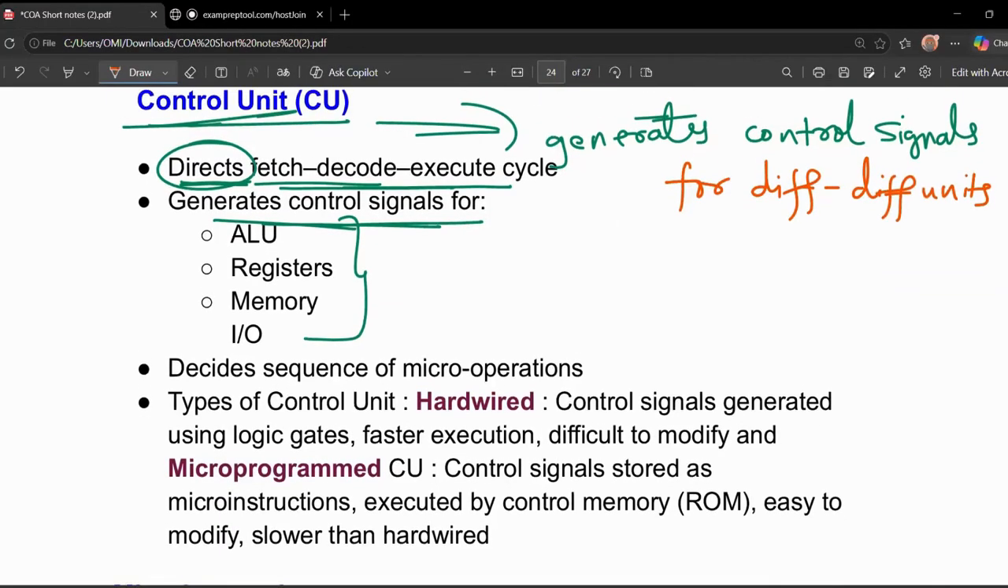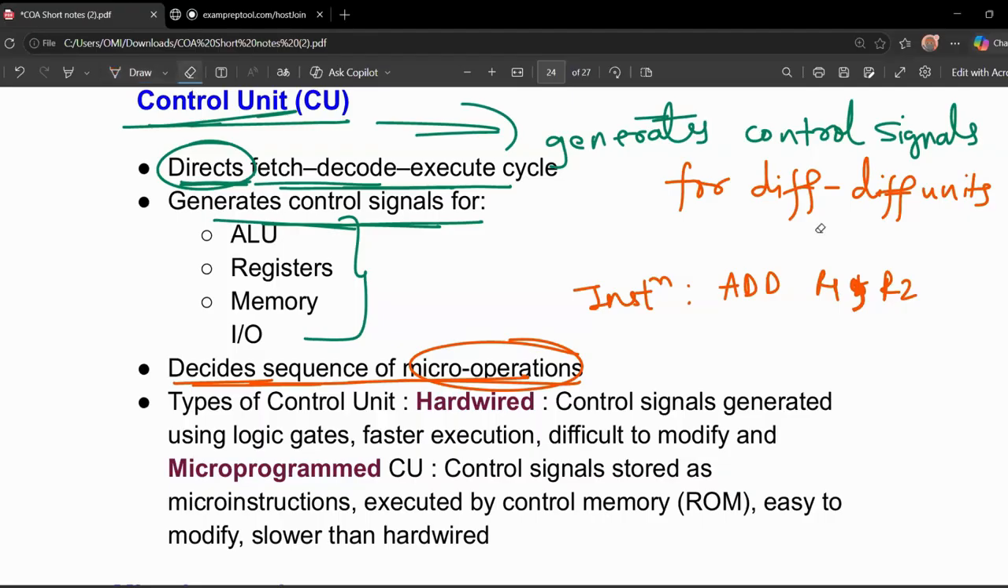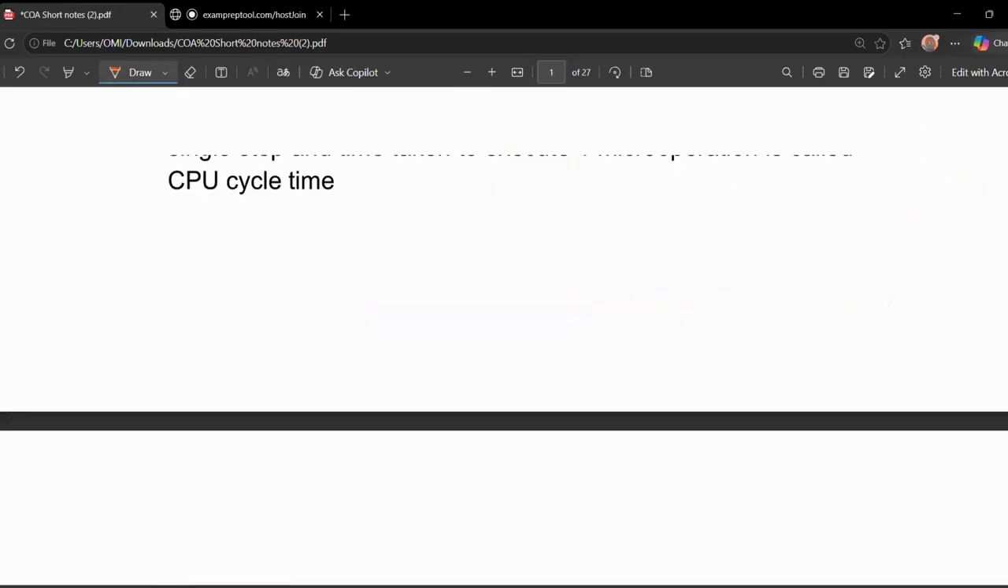So its main job is to generate the control signal. It decides the sequence of micro operations, like which micro operation will be executed. You know that one instruction, assume you have to execute add R1 plus R2. Now, if this is the one instruction, here many micro operations or micro instructions are present, yes or no? I think in the prerequisite I have written it here.